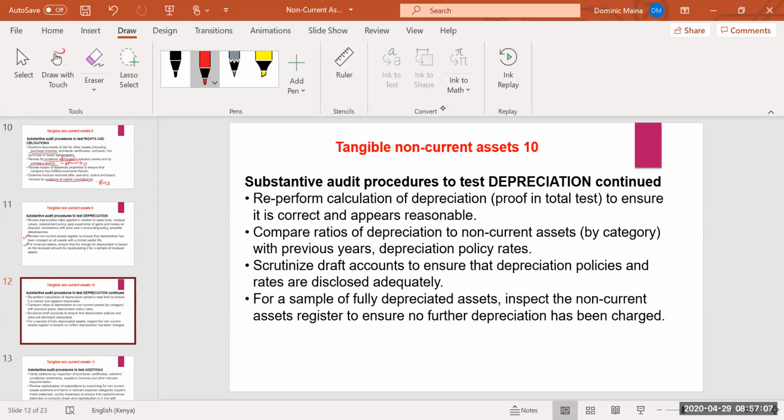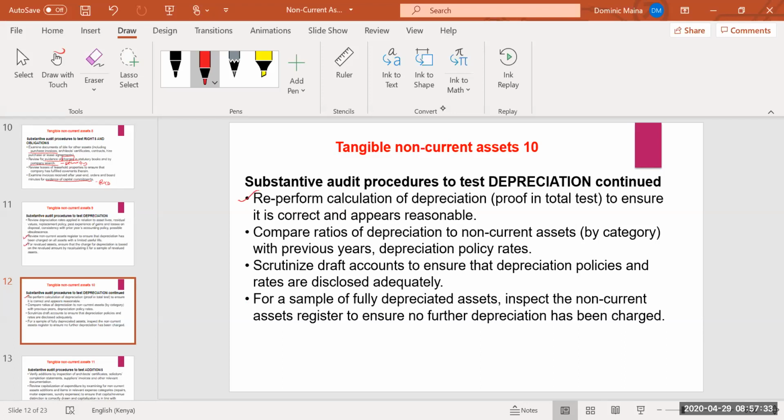I think I mentioned this. We perform the calculation of the depreciation to ensure it's correct and appears reasonable. In case it is the straight line method, there is no need for calculation. Simply take the figure: what was last year's figure? It was this much. What was this year's figure? It was this much. The two values tally. If they don't, ask management why they don't tally.